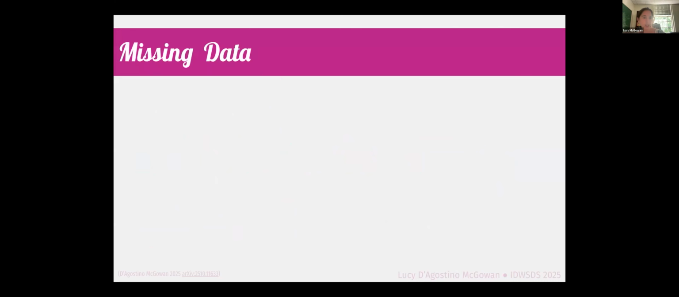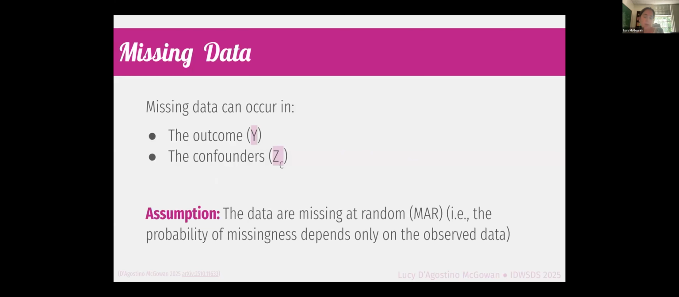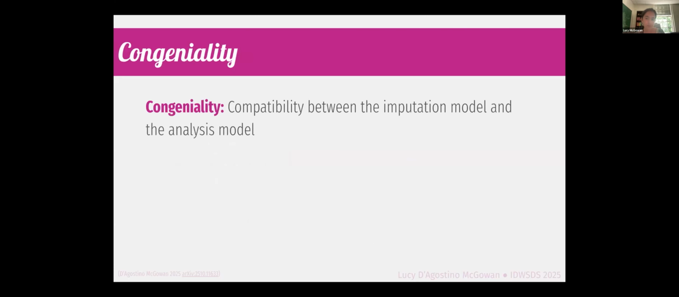Okay, so now on to imputation. Missing data can occur in the outcome or in the confounders, and so we're going to consider both of these cases. The assumption here is that the data are missing at random, so that just means that the probability of missingness depends only on the observed data, and I'm assuming that because that would be what would make multiple imputation appropriate.